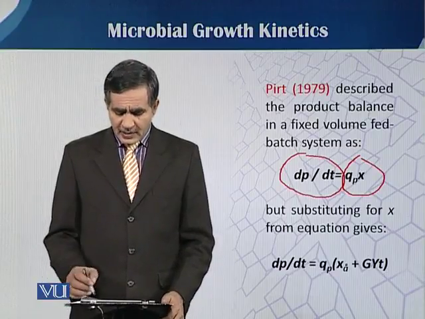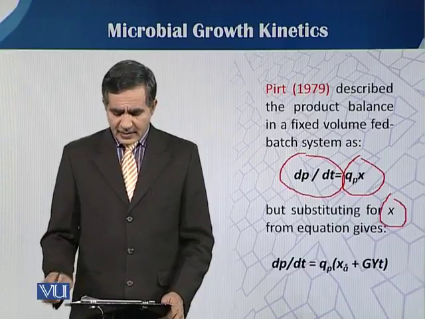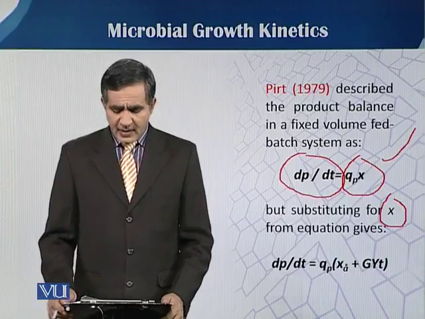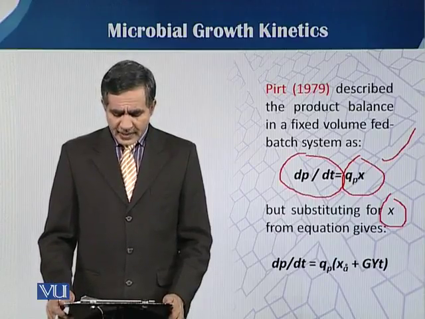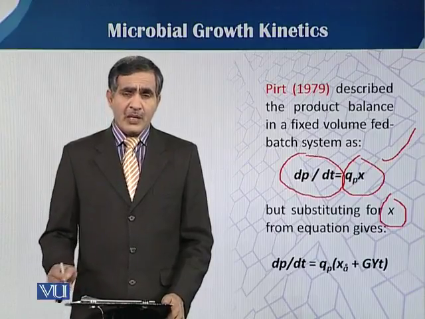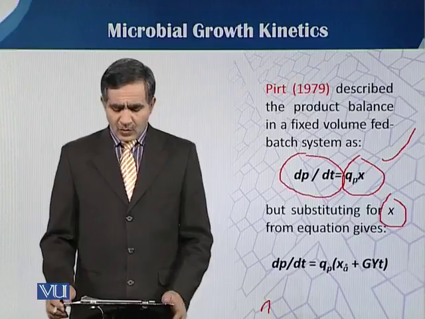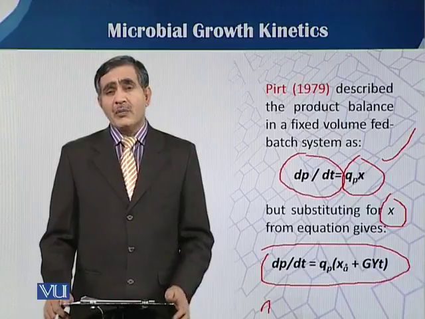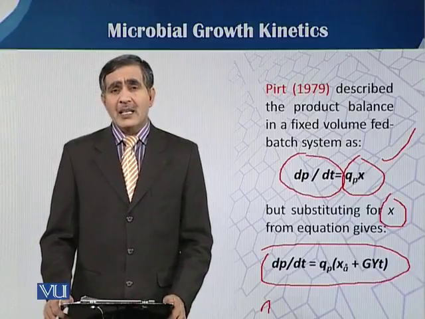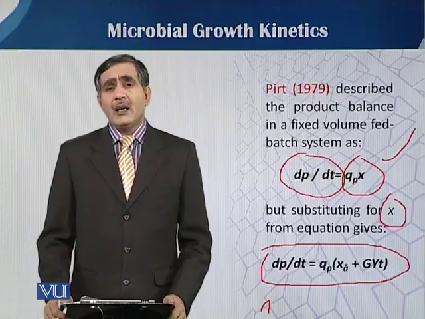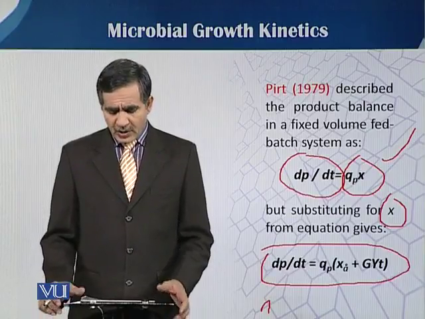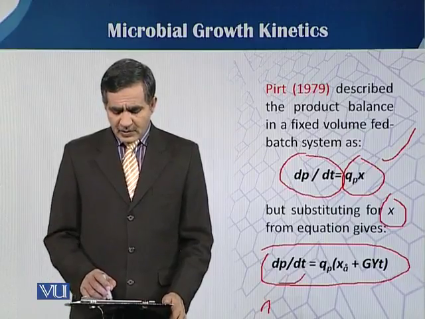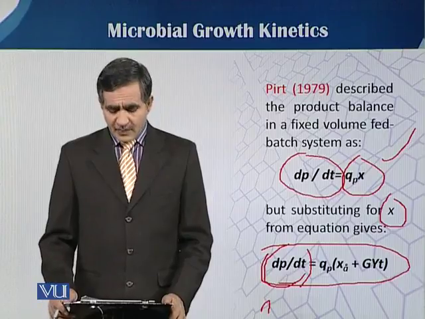So by substituting x, if we put dP over dt equal to Qp x in our previous equation, in which we have x(t), we get this equation. Because in the previous module we discussed our equation in which x(t) is equal to x0 plus a term in terms of the feed. So if we put mu equal to D, then we can have this equation.